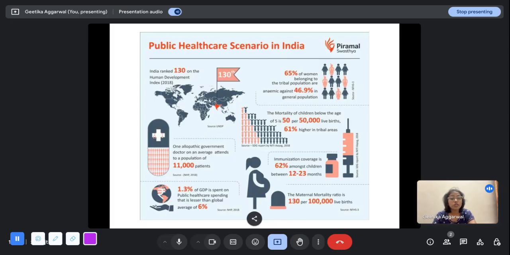Immunization coverage is 62% amongst children between the ages of 12 to 23 months. So 62% is not a very high number when you come to immunization and vaccination. And the maternal mortality ratio is 130 per 1 lakh live births. So for 1 lakh births, 130 females lose their lives.